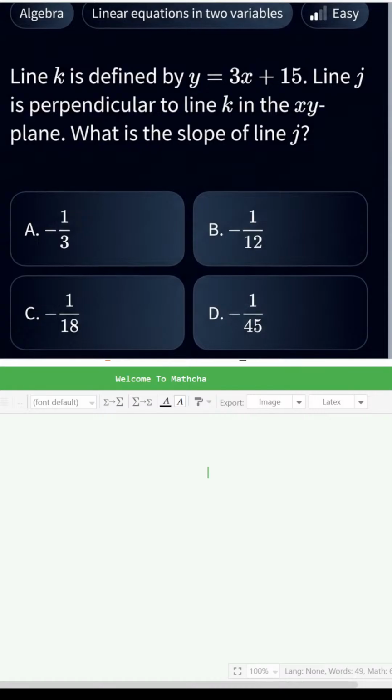Okay. So this question states that line K is defined by y is equal to 3x plus 15. So this is the equation of line K, and line J is perpendicular to line K in the xy plane. So what is the slope of line J? We are given two lines, the equation of one of them is given, and the other line is perpendicular to the first line. So we have to find the slope of line J. So let us solve this.